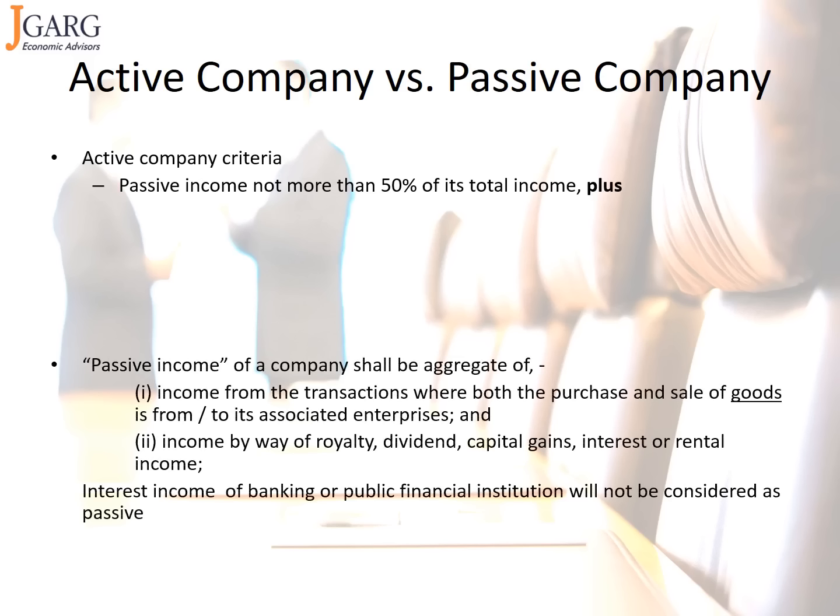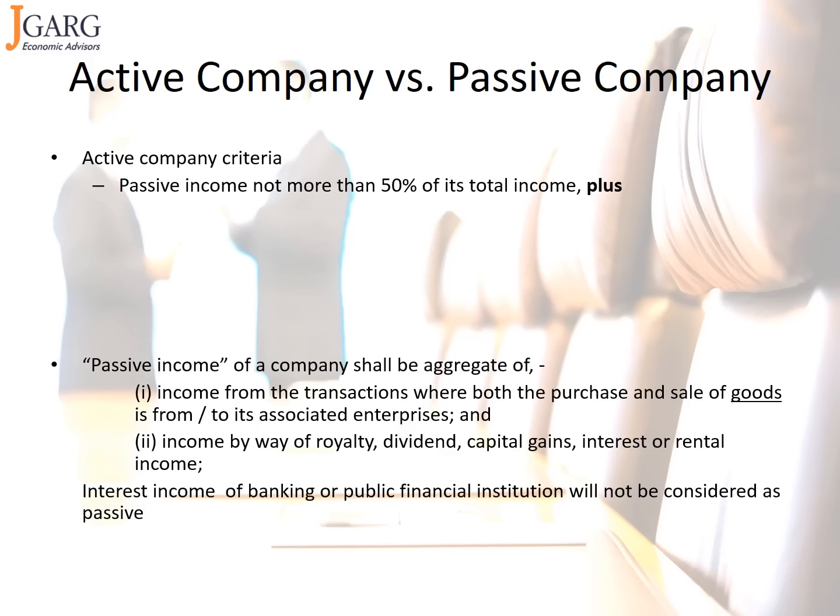Passive income is the aggregate of income from transactions where both the purchase and sale of goods is from or to its associated enterprises. The definition of AE is given under section 92A. So wherein there is a transaction between two or three entities, let's say there is an entity A, B, C. A is, for the purpose of example, in Germany, B is in UAE, and C is in India. So if B is buying from Germany and selling it to India, or let's say there is another entity, China, which is again an associated enterprise.